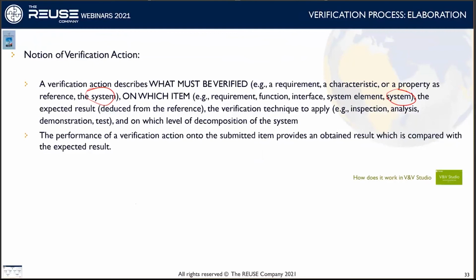So the performance of a verification action mainly means that you compare the expected result, whatever it is, with the obtained result. And that's why, if you have an expected result and you get an obtained result, a computer tool can do this calculation for you, which is straightforward, and tell you this verification action is good or this verification action is not good because it doesn't compare with the result that we expected. The VMV Studio is concentrated on this calculation.